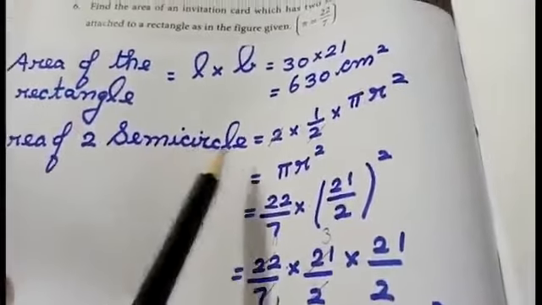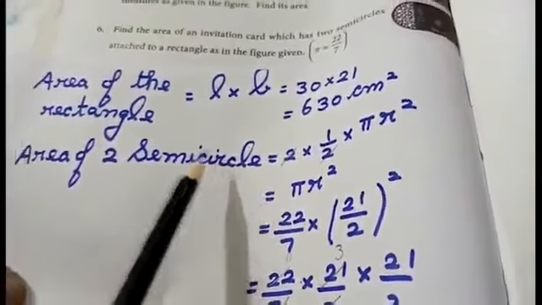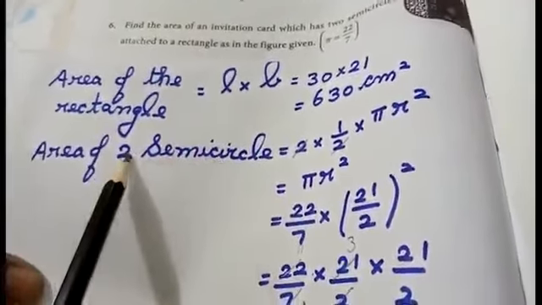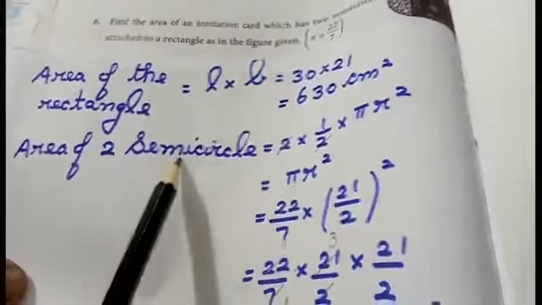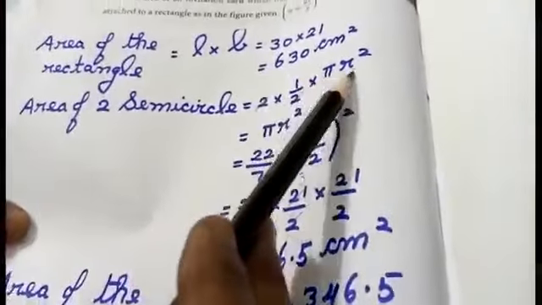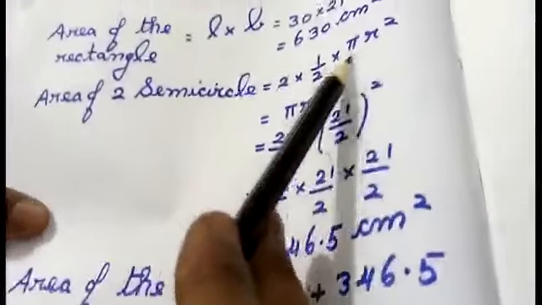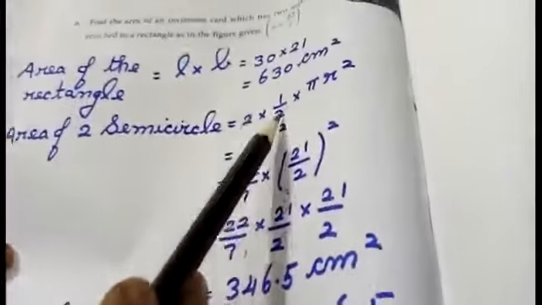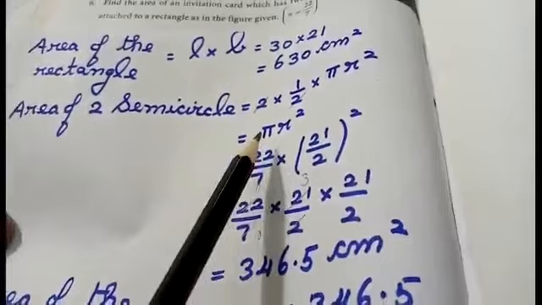Area of two semicircles: since I am having two semicircles, I am writing it as 2 into, what is the formula for area of semicircle? Half into pi r square. That is 2 into half into pi r square, students. The value will get cancelled. The remaining I will be having as pi r square.